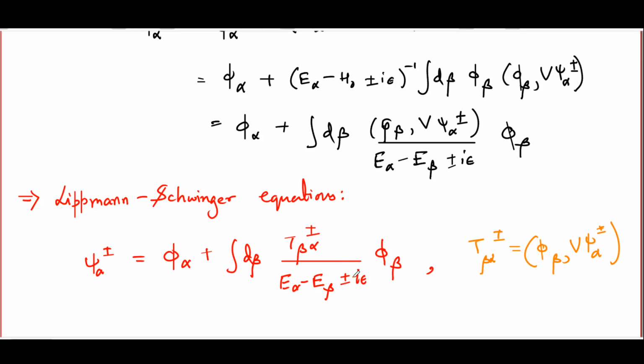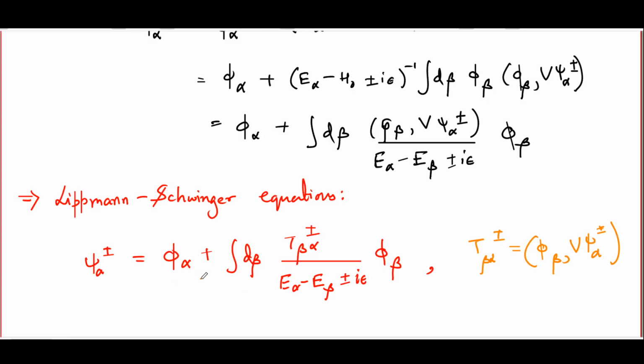Let me reiterate that because phi alpha is killed by E alpha minus H0, we can be sure that E alpha minus H0 acting on psi alpha plus or psi alpha minus, in the limit of i epsilon going to 0, will actually recover V times psi alpha plus minus. That is the equation that psi alpha plus minus is supposed to satisfy. It is also a nice thing to remember that in the limit of V vanishing, psi alpha plus minus does go to phi alpha.